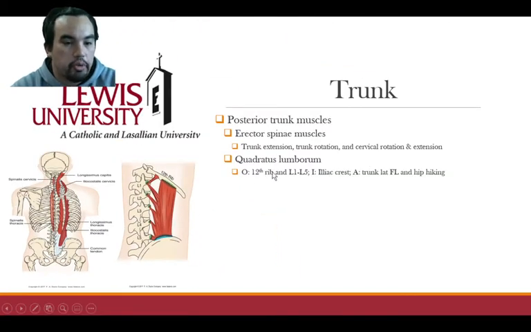But then we have your QL, your quadratus lumborum. This is on the 12th rib, and it goes to L1 to L5. So you see here how it has these lateral attachments as well. And it sits on this iliac crest to the 12th rib. What it does is trunk lateral flexion and hip hiking.